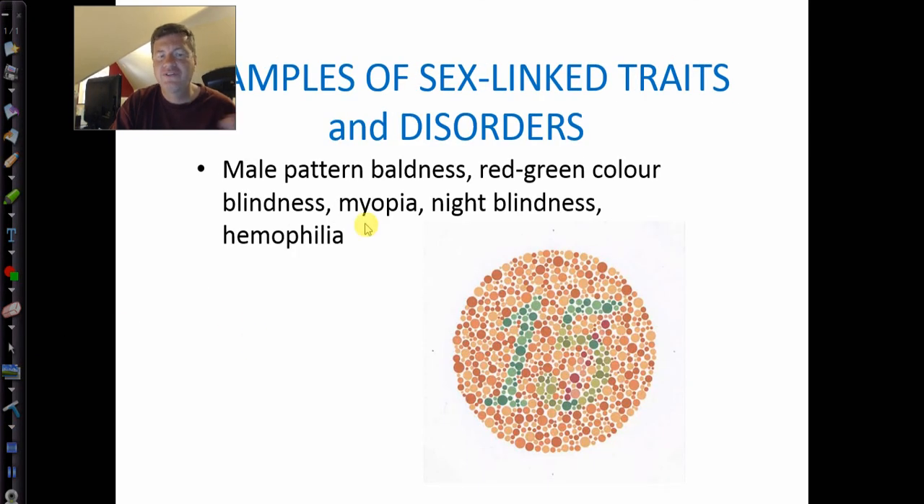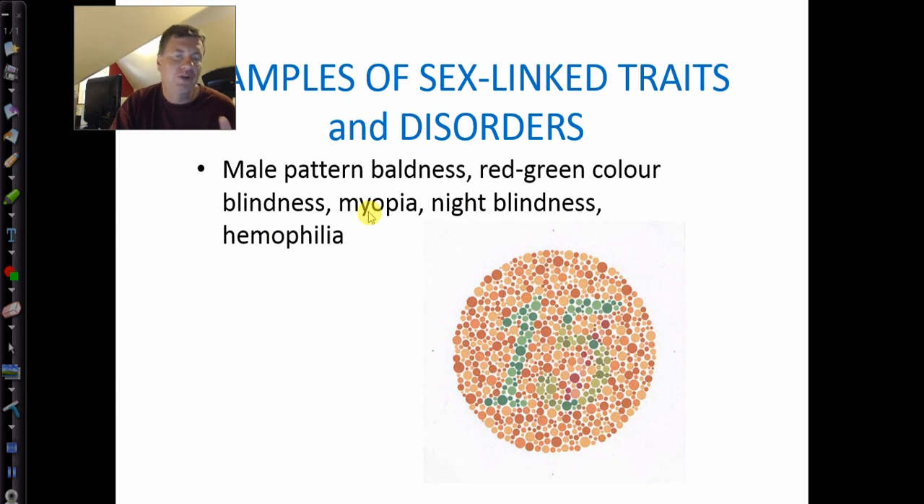Some examples of this are male pattern baldness, red-green color blindness, myopia, night blindness, and hemophilia. For example, if you have a male with red-green color blindness, he looks at this chart, he cannot distinguish. You might be able to see very easily the 15 in there. The males who have that condition can't distinguish that. Hemophilia, obviously, is much more serious.